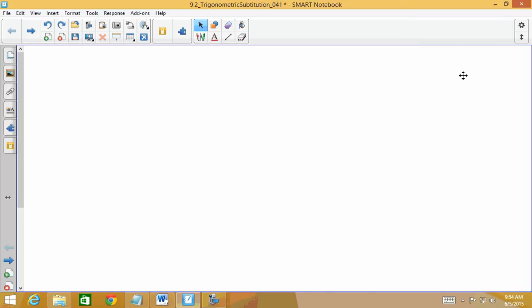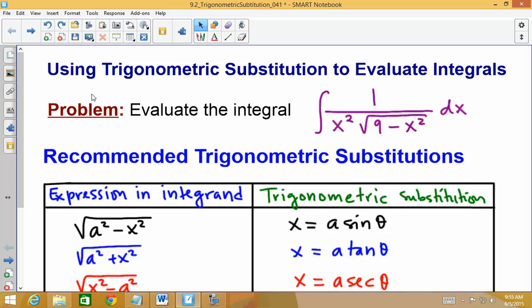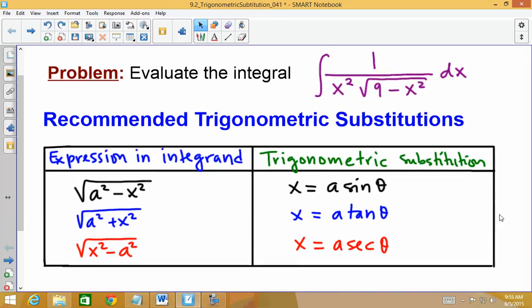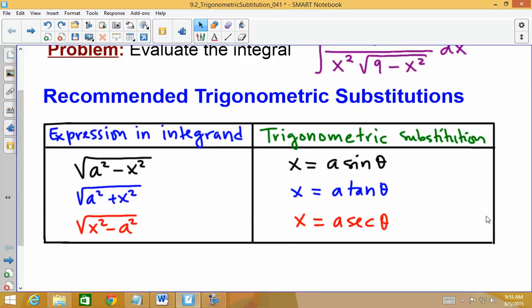In this video, we are going to use trigonometric substitution to evaluate an integral. Here's a question. Evaluate the integral of 1 over x squared square root of 9 minus x squared dx. And there are three major types of substitution we can make depending on what we have in the integral.